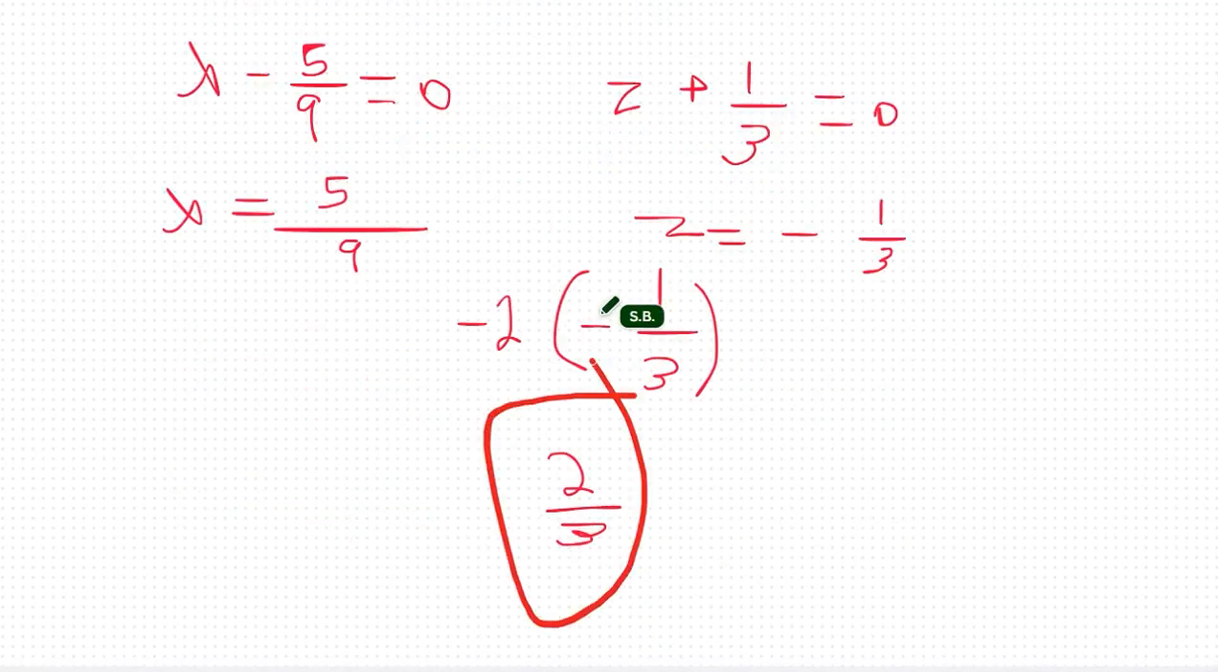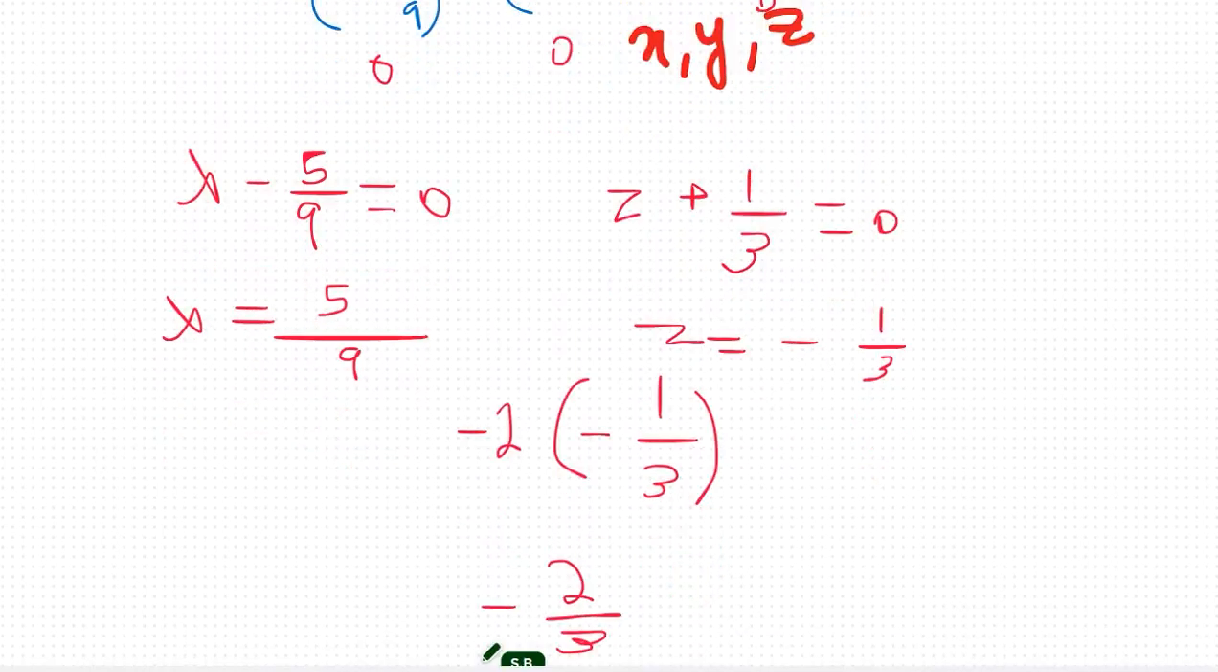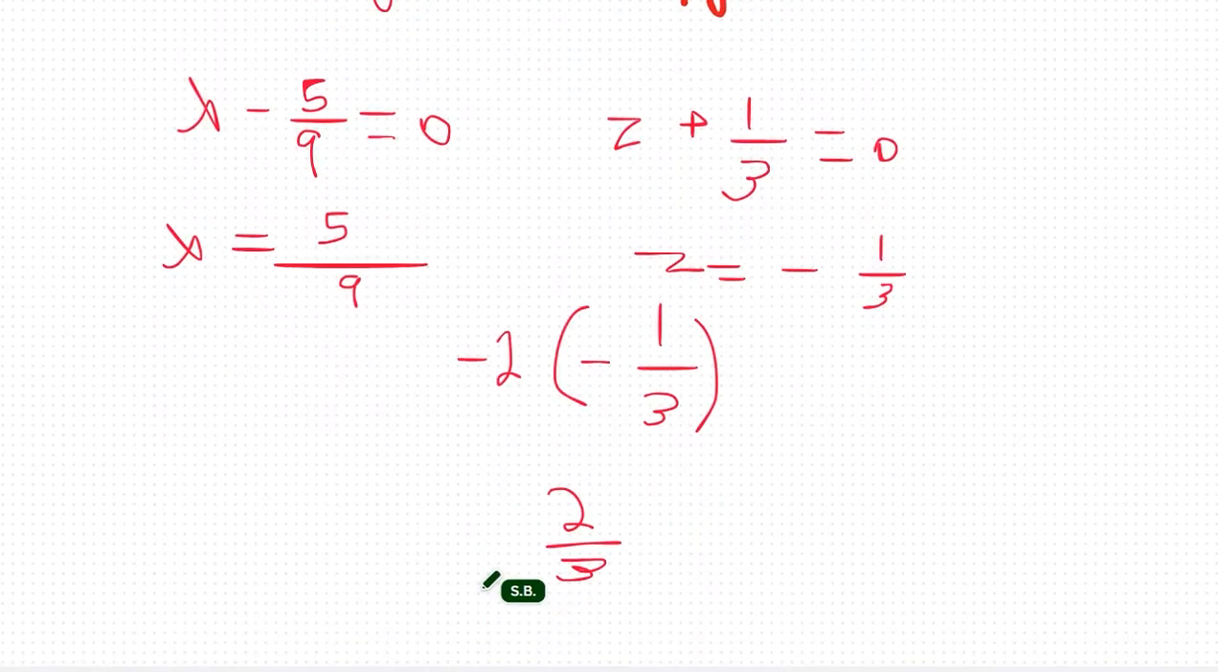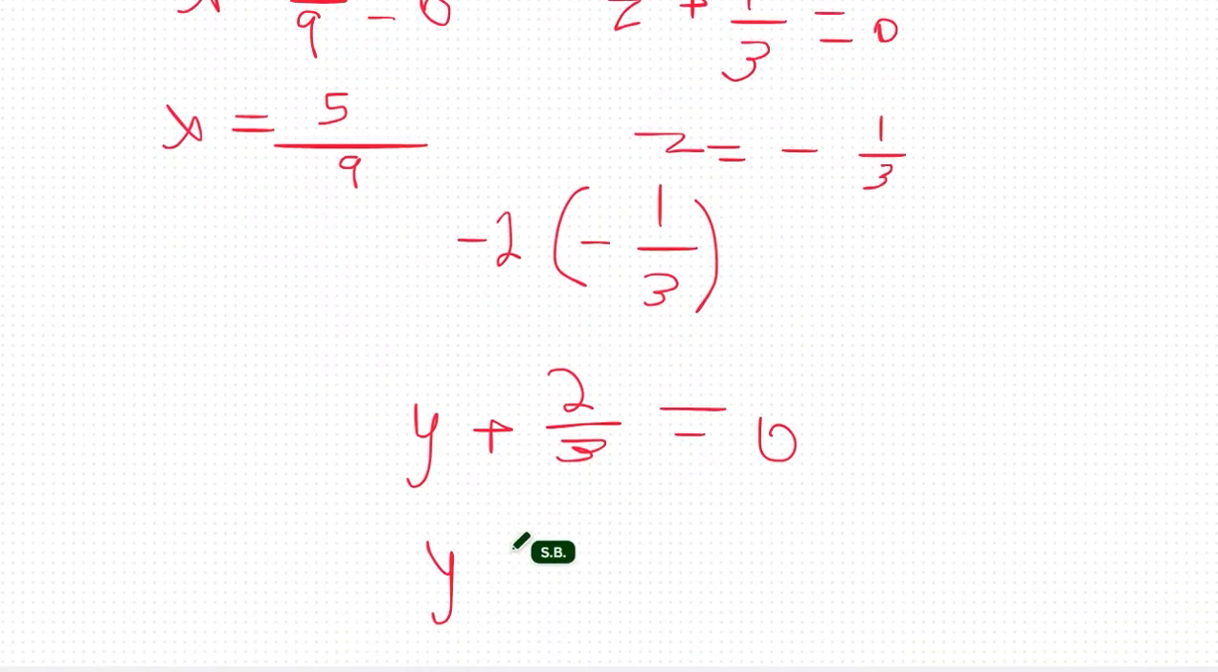What is this 2 by 3? Yeah, I'm just looking up at the original. Okay.